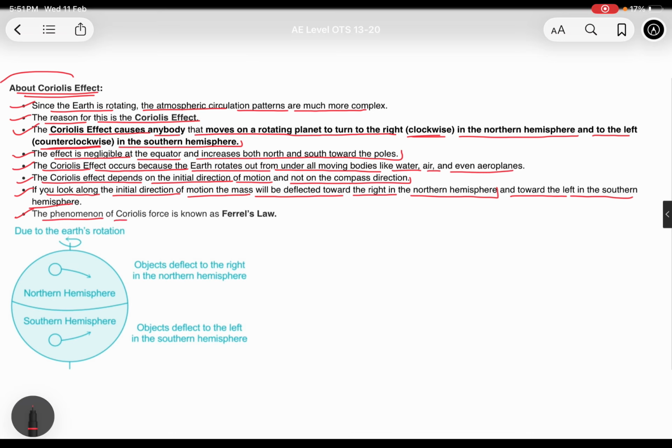The phenomenon of the Coriolis force is known as Ferrel's law. Due to the Earth's rotation, objects deflect to the right in the northern hemisphere and to the left in the southern hemisphere. This is the northern hemisphere, this is the southern hemisphere.